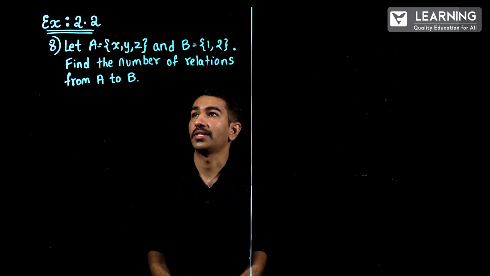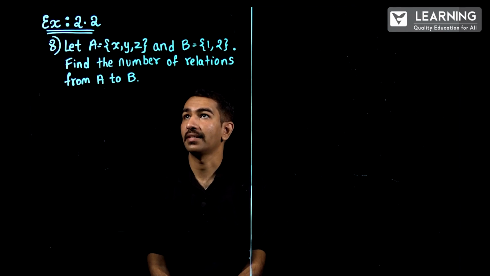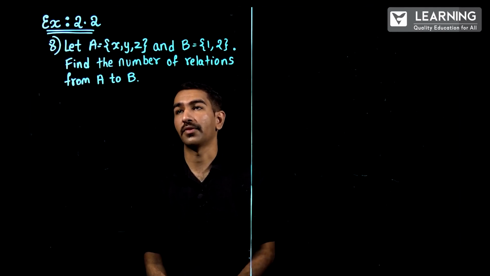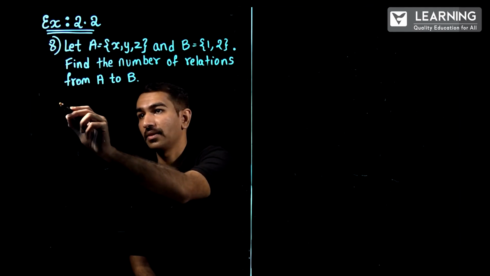Moving on with the very last question of exercise 2.2, that is question number 8. The question is here A is equal to {x, y, z} and B is equal to {1, 2}. Find the number of relations from A to B. So students will start with the solution.